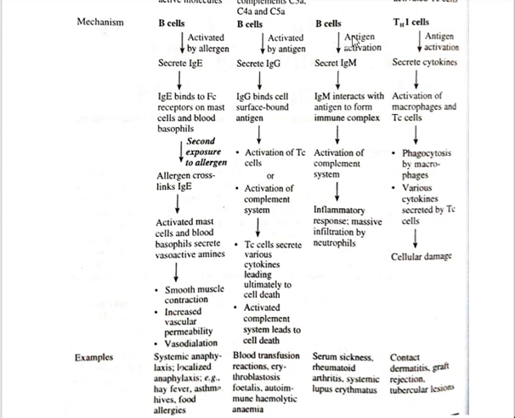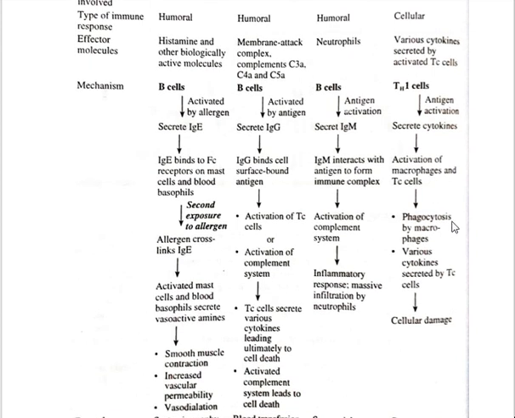Then the third type of hypersensitivity, that is immune complex mediated hypersensitivity. Here the B cells, upon activation with the antigen, secrete an antibody called IgM. Now this IgM interacts with antigen to form an immune complex, and then the complement system gets activated, causing an inflammatory response with massive infiltration by neutrophils. So here the effector cells are the neutrophils. Then what are the examples under this? We have studied serum sickness, rheumatoid arthritis, and systemic lupus erythematosus.